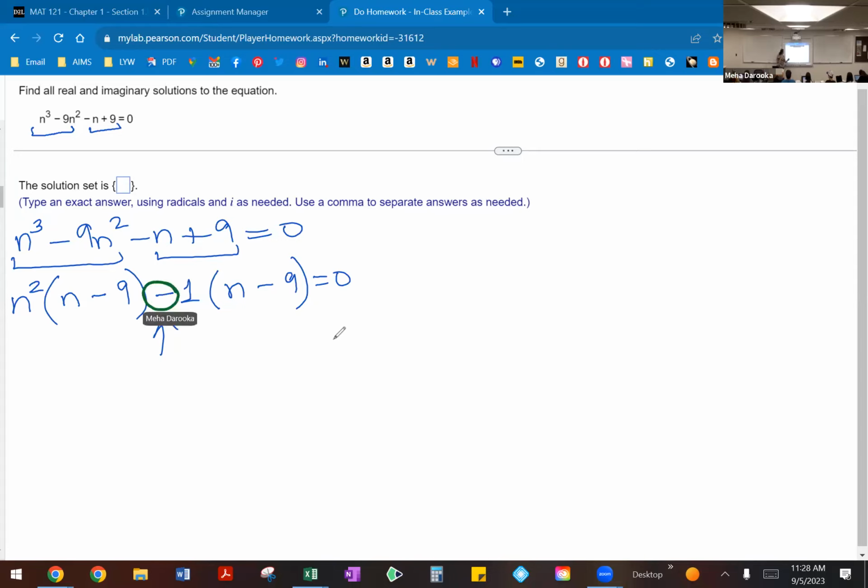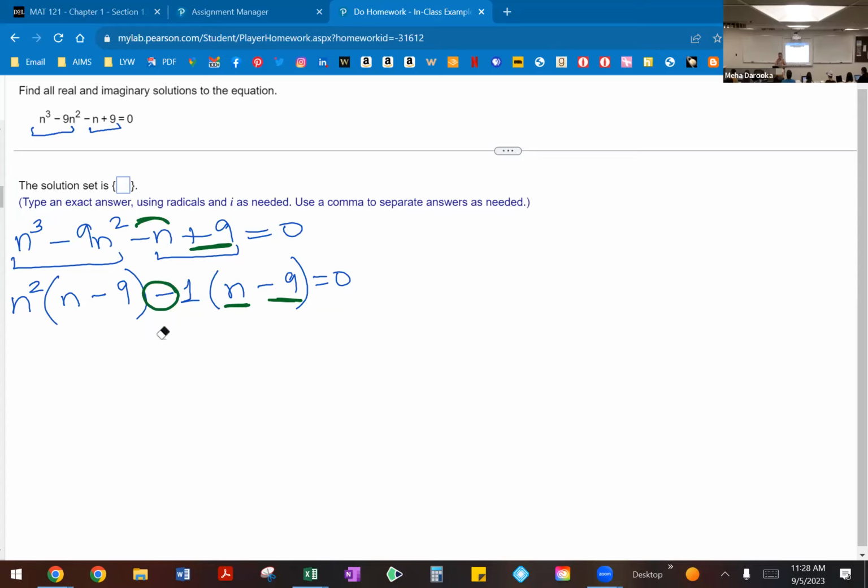Anyway, when you take this negative sign out, the signs in your parentheses are always going to change. So you can see the negative n ends up becoming positive n. The positive 9 ends up becoming negative 9. See that. So just keep in mind anytime you're doing that factoring, okay?